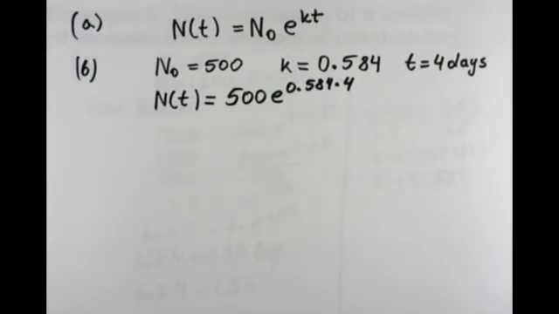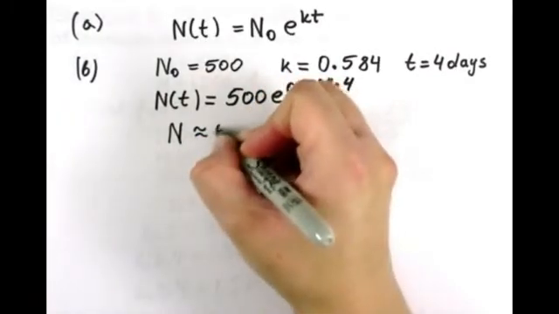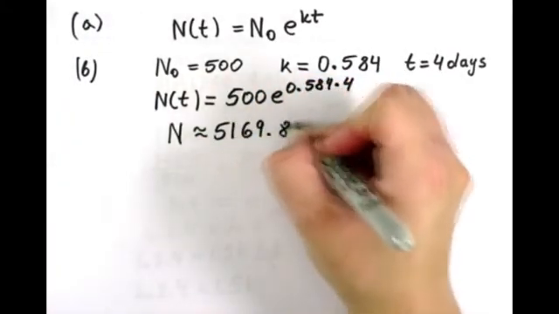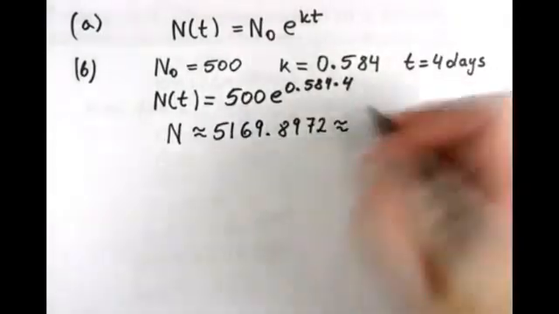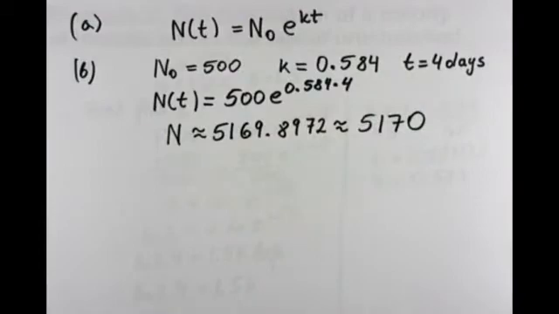And we can punch everything on calculator. And I'm getting 5,169. My n is approximately 5,169.8972, and keeps going. So that's the number of insects. So I'm gonna round it to the whole insect, which is gonna be 5,170 insects. There are about 5,170 insects.